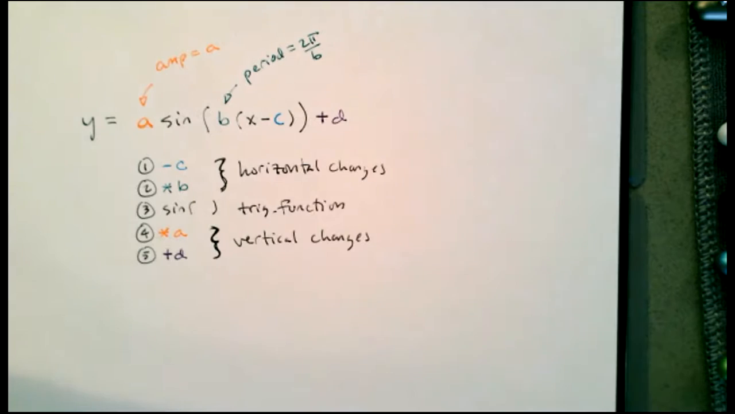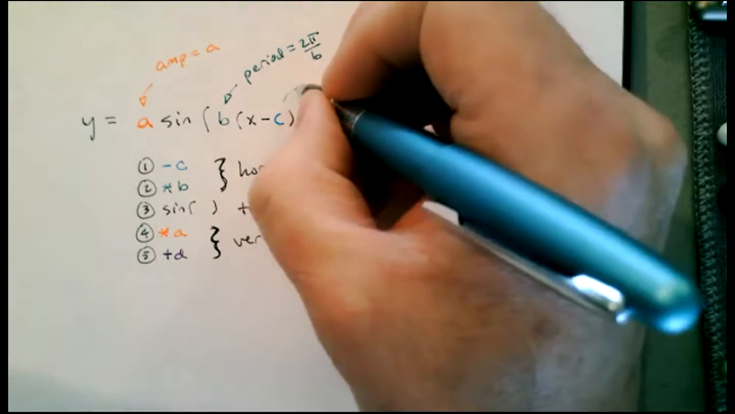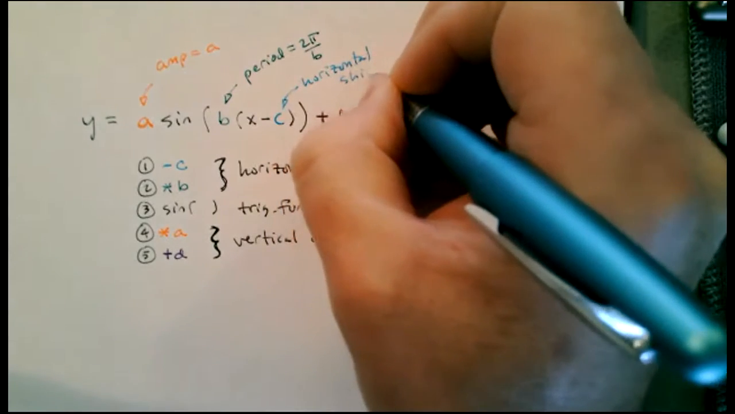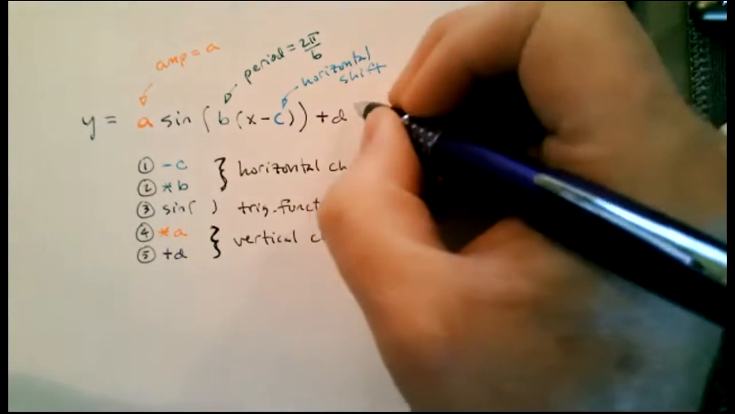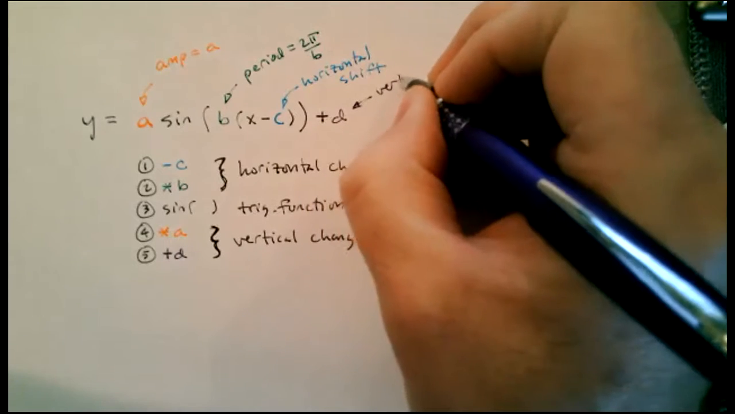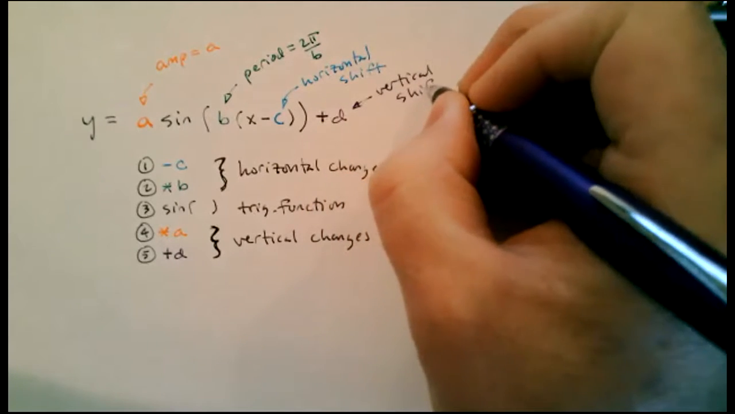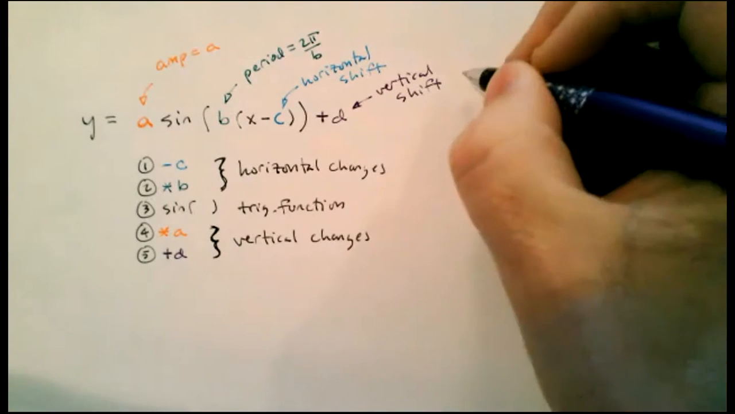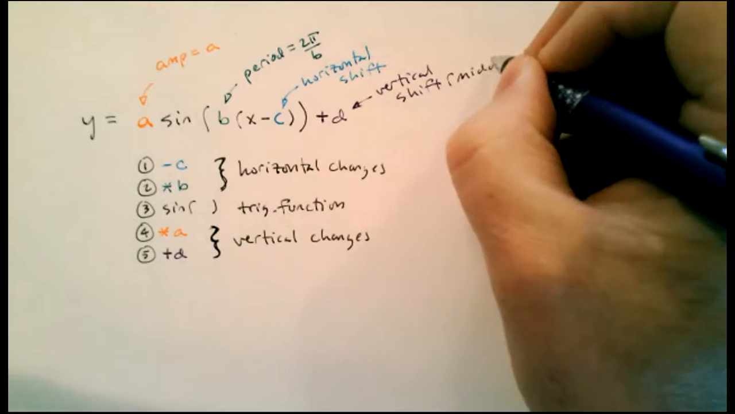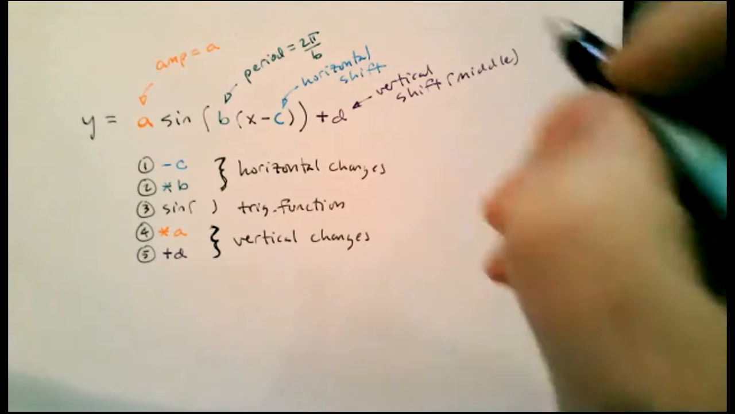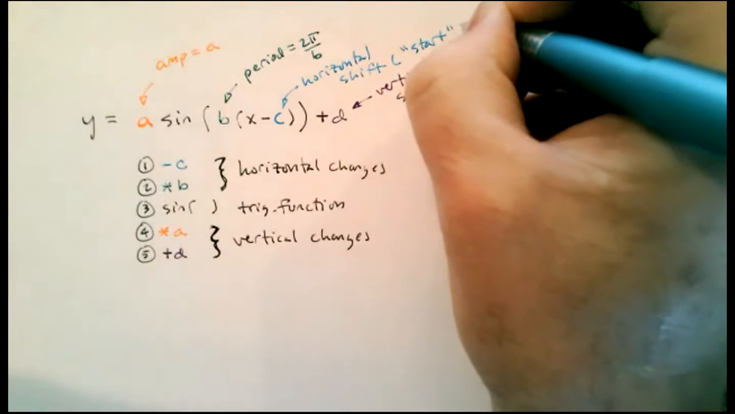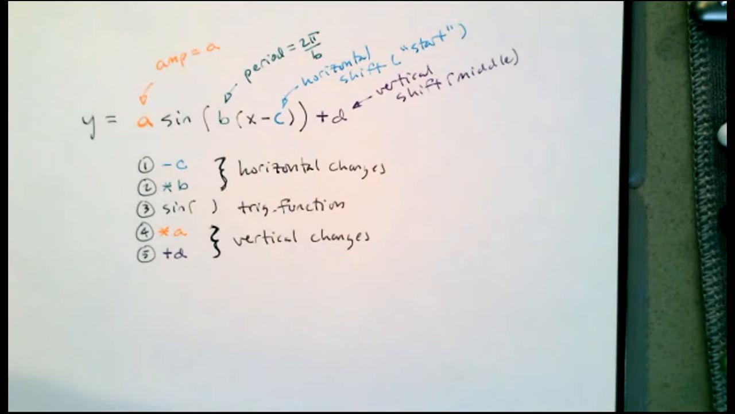The others have boring names. This is just going to be a horizontal shift. And this plus D is going to produce a vertical shift. We can also think of the vertical shift as the new middle. The horizontal shift can tell us information about the, and I always put this in quotes, the start of the graph. That's where we locate the graph at a top, a middle, or a bottom.